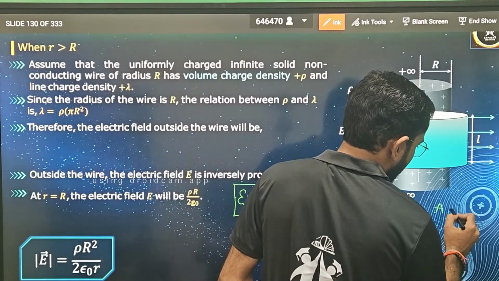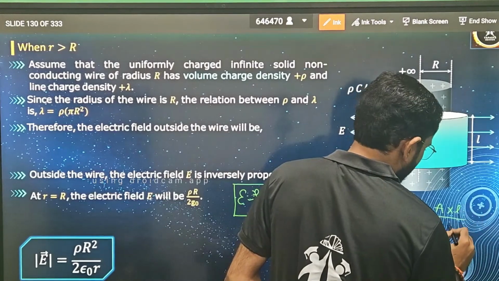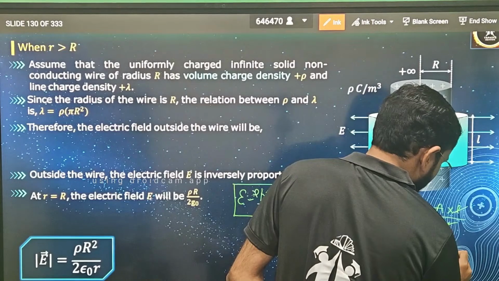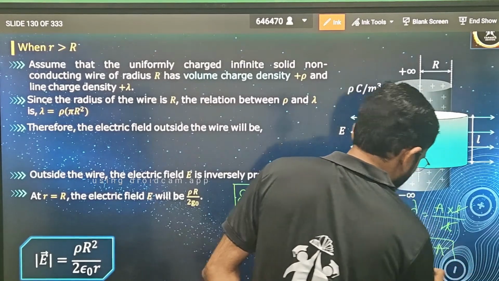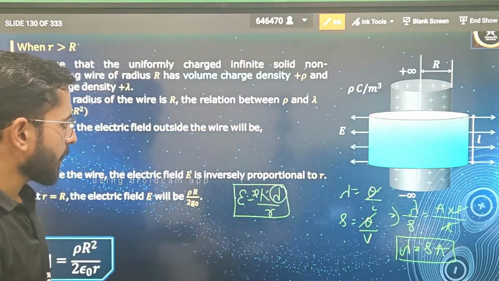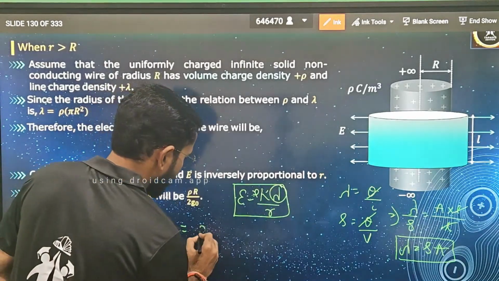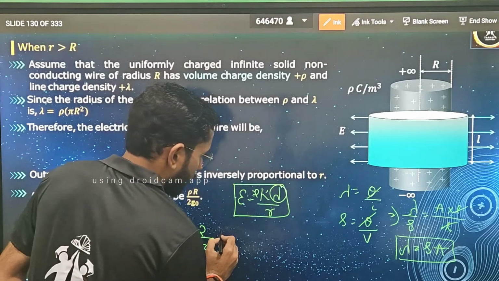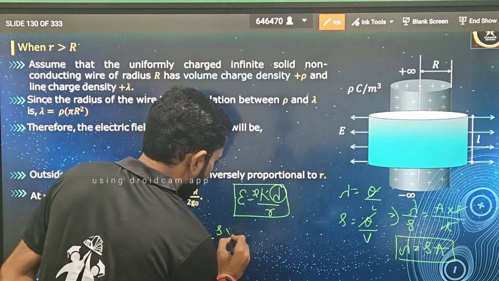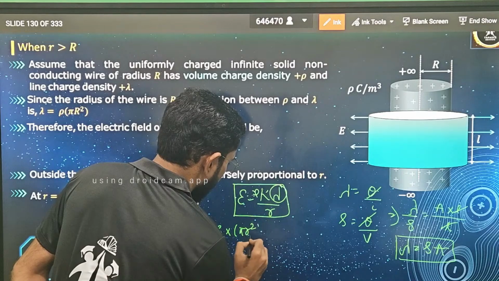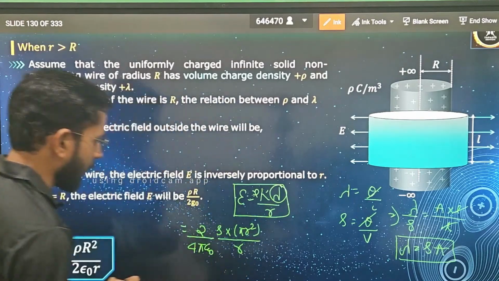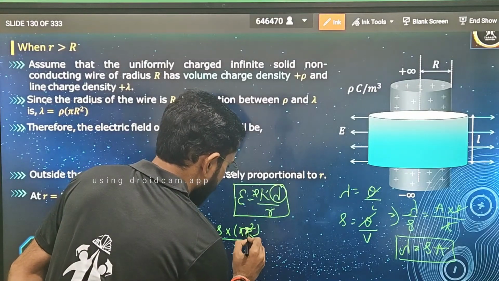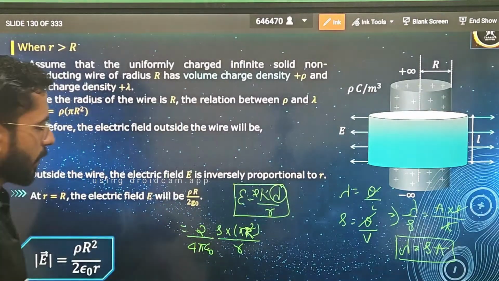Volume can be written also as area into length, and the length will get cancelled. That means lambda can be written as rho into area. So we'll substitute that: I will write 2 divided by 4 pi epsilon naught into lambda. In place of lambda I can write rho into area, that is pi capital R square, whatever the radius is for the wire.